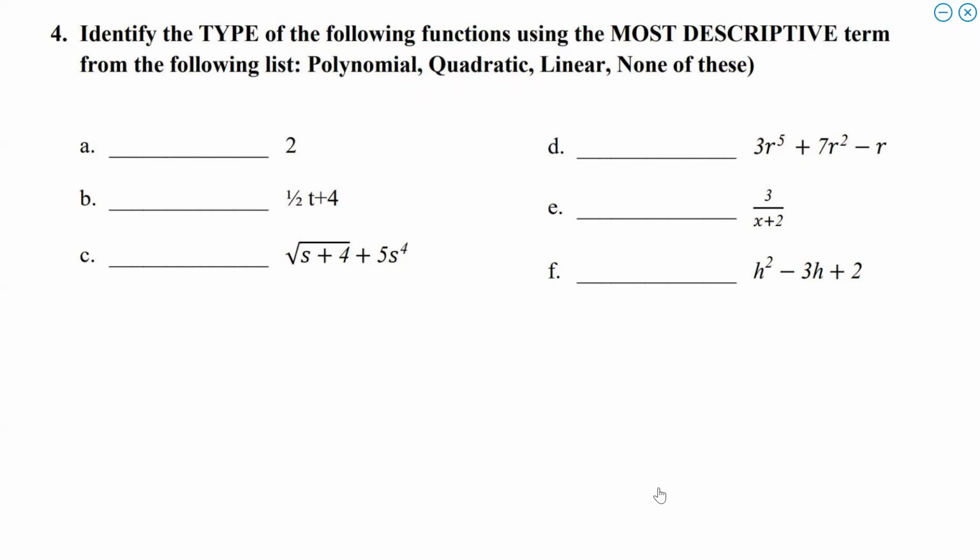For this one, on all 6 of these parts, we are supposed to identify these using the most descriptive term, and they give us a list to choose from. Polynomial is one of the choices. Quadratic, linear, or none of these. So on all of these, even though they didn't write it, it is understood that there's an equals y, or equals our function notation. So even though they didn't put it there, this is all equal to something. These are all function rules here.